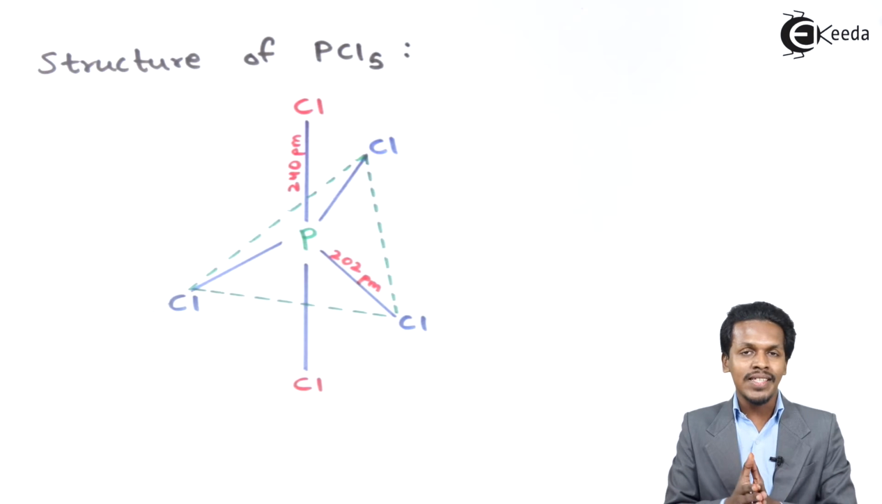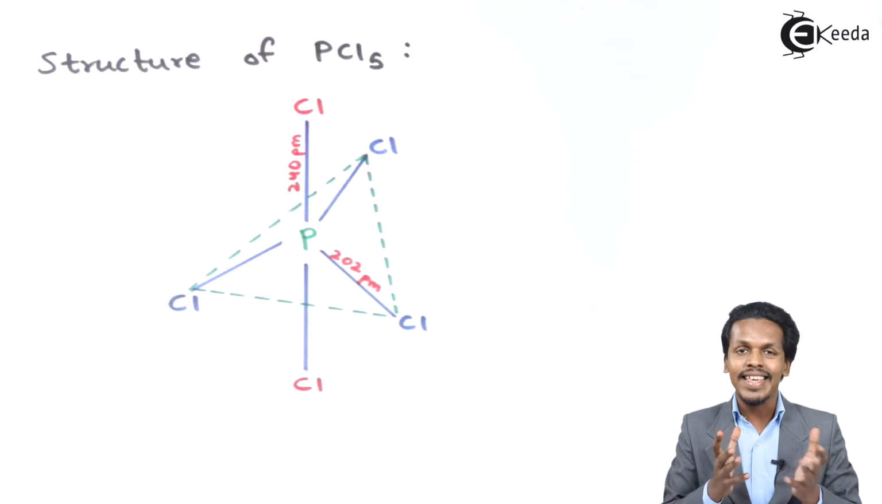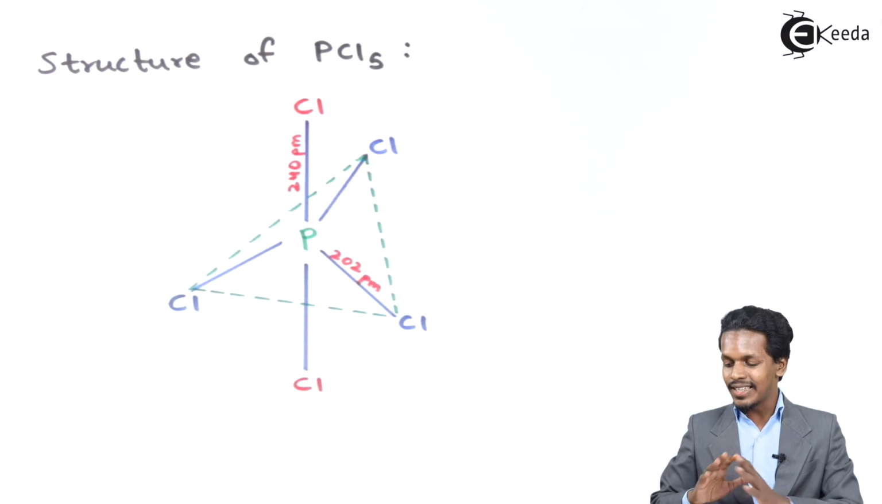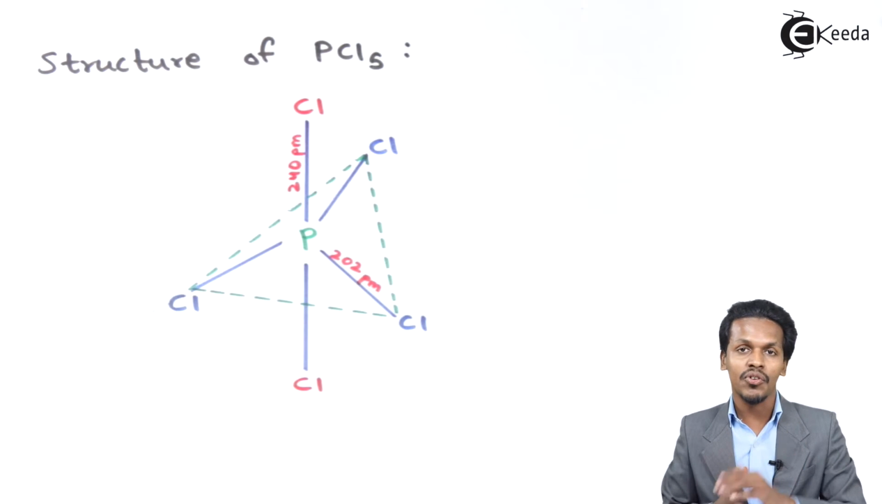But it is not always the same. In fact, this is basically an unstable structure, and the bond angles can change also. They can be less and they can be more. So that's what I wanted to discuss about the structure of PCl5. And now let us come to the uses of it.